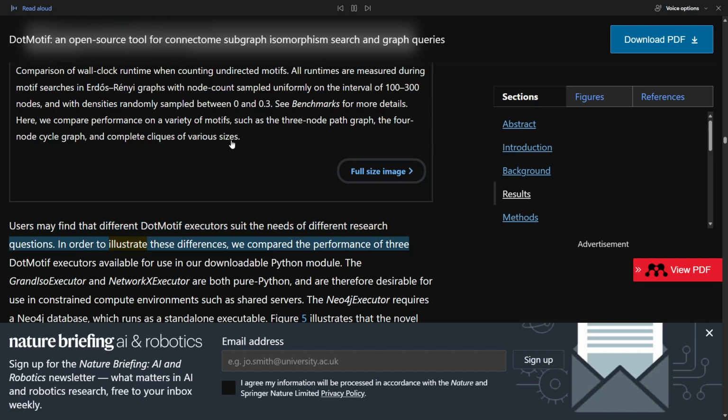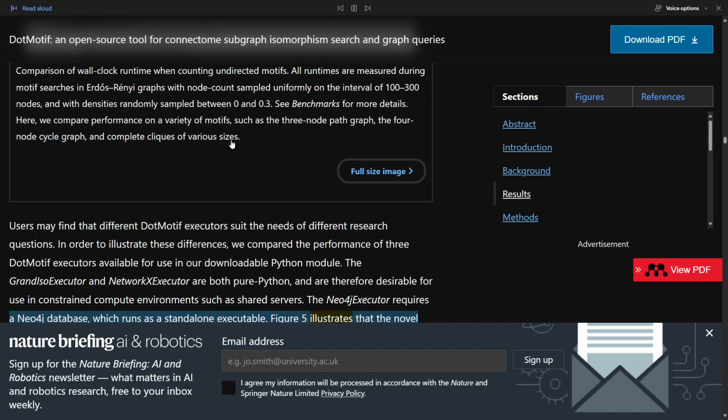Users may find that different DotMotif executors suit the needs of different research questions. In order to illustrate these differences, we compared the performance of 3 DotMotif executors available for use in our downloadable Python module. The Grand ISO executor and NetworkX executor are both pure Python and are therefore desirable for use in constrained compute environments such as shared servers. The Neo4j executor requires a Neo4j database, which runs as a standalone executable.